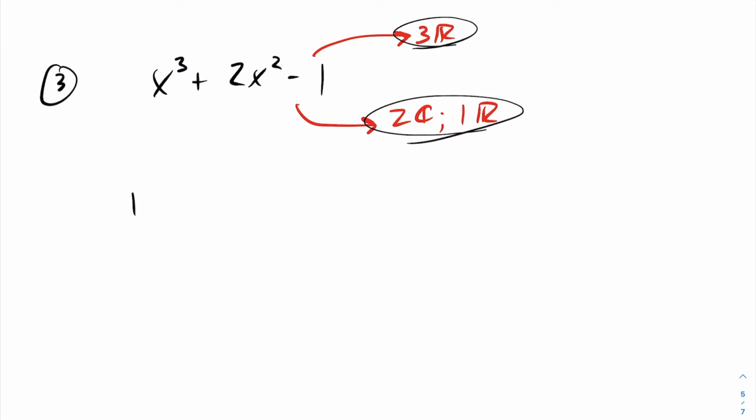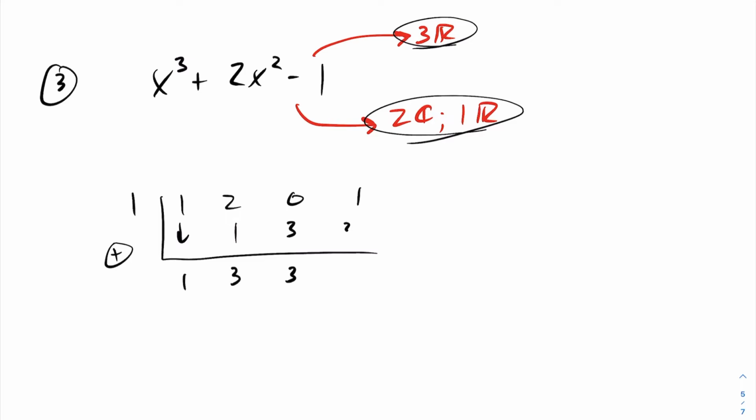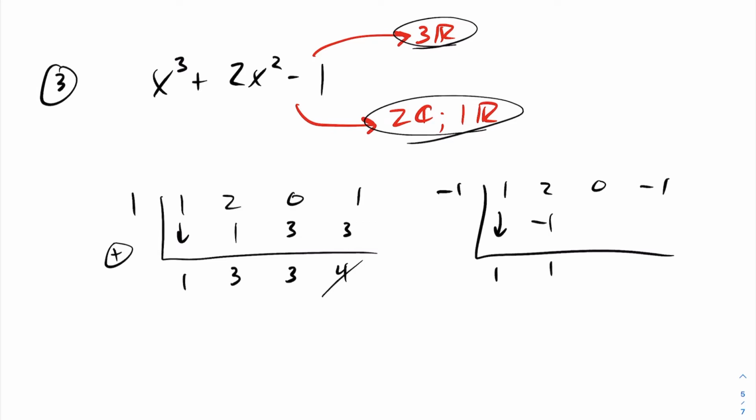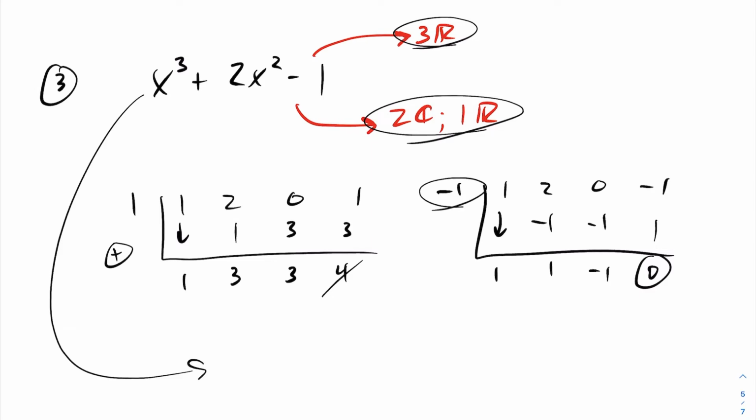If I do synthetic division on this at 1, going through synthetic division, again, we're always adding, it's going to give me 3, 3, 3, and 4, so that's no good. Try -1 here. Again, using the rational root test, those are the only 2 options if it does have a rational root. And it actually does come out to be a root at -1, so this will decompose into x plus 1 times x squared plus x minus 1.